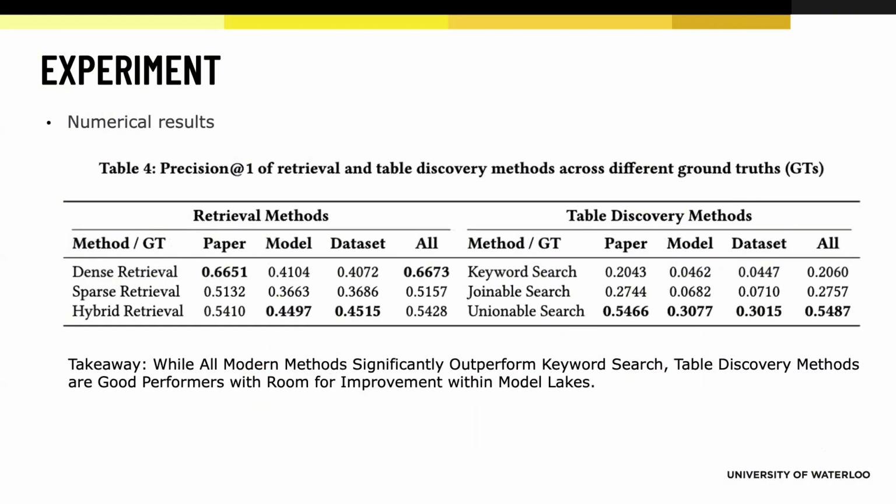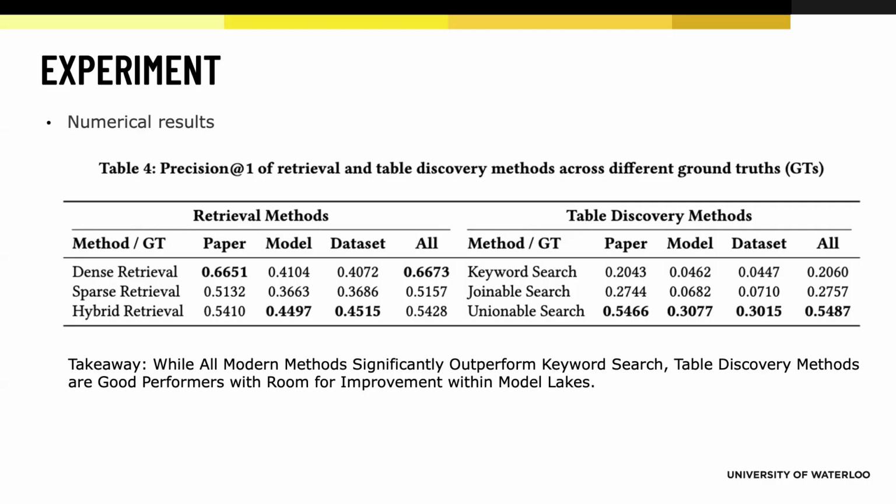And then here is our main result, presenting the performance of 6 methods on different levels of ground truths. The first finding is that the unionable search, where we use Starmie, is the best compared to the other data discovery methods. The second finding is that it is comparable to the information retrieval methods.